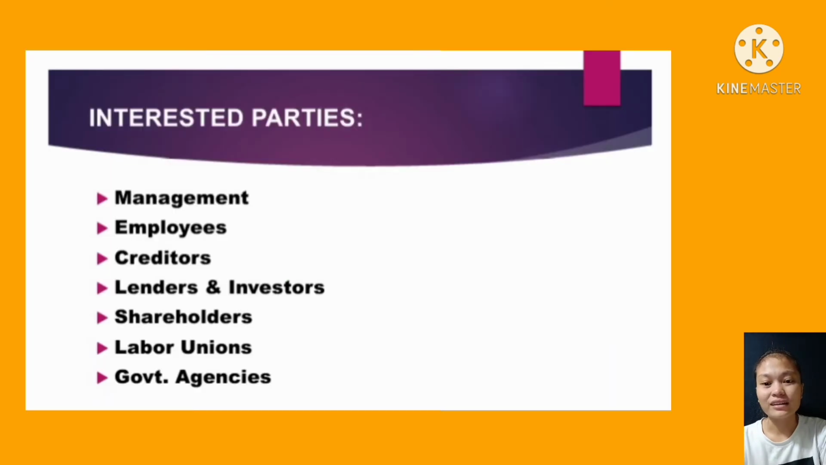These are the interested parties: management, employees, creditors, lenders and investors, shareholders, labor unions, and government agencies. They use the financial statements because they want to evaluate a company's financial health and earnings potential. And also, they rely on financial data to analyze the performance of a company and make predictions about its future direction and the company's stock price.